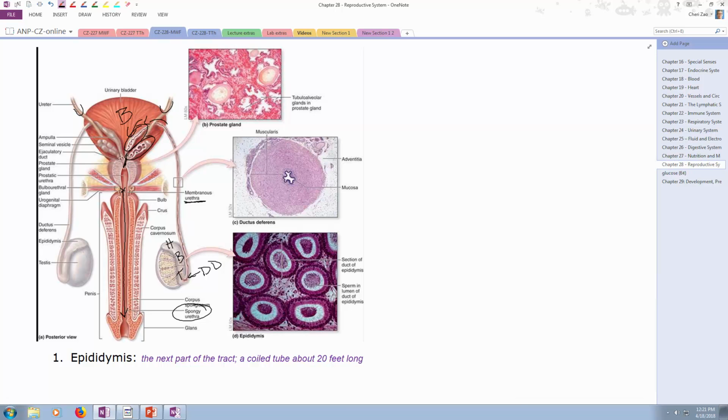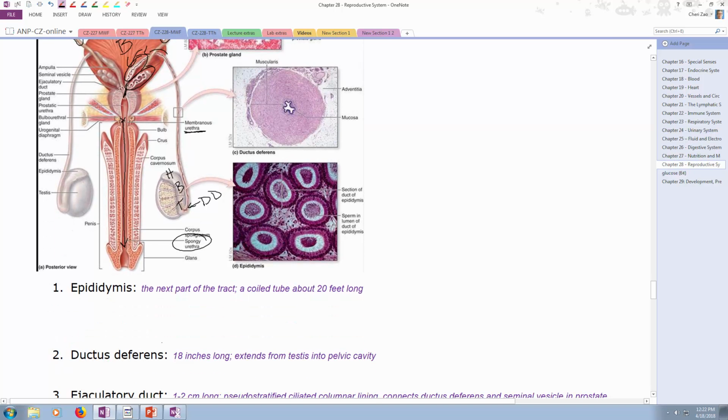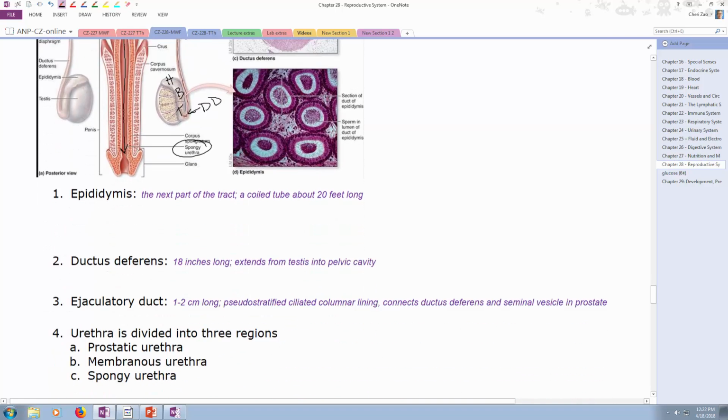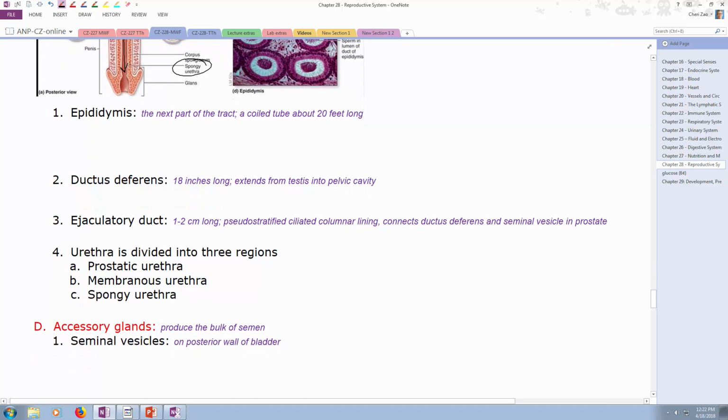A little bit of some of the structure of the epididymis, ductus deferens, and prostate gland, and those structures you were not required to actually do histology on. But it goes to show you there's a lot of variability of the histology. So let's go ahead and make some notes now about the epididymis, ductus deferens, and the ejaculatory duct.